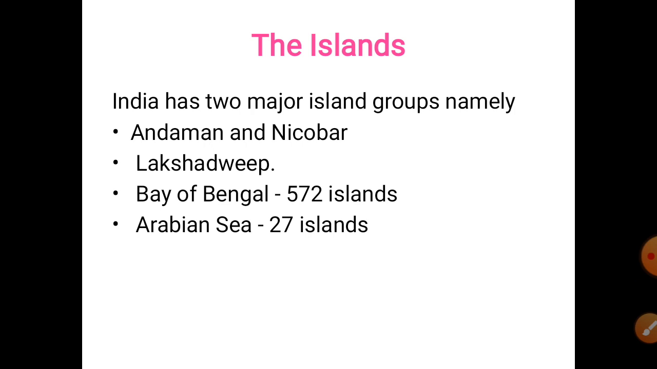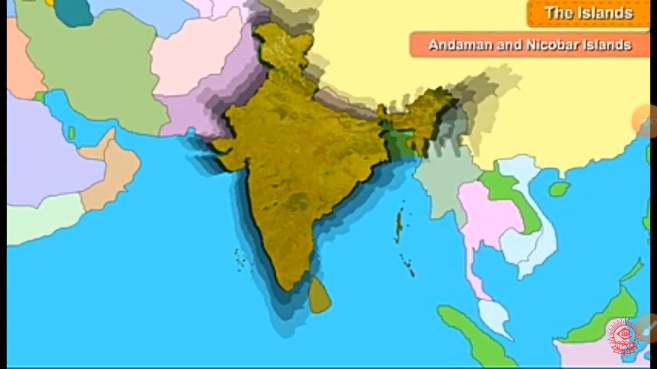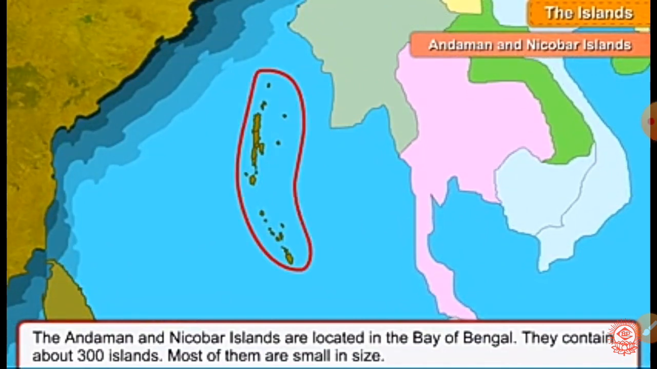In the Bay of Bengal, 572 islands are located. In the Arabian Sea, 27 islands are located. See this model. The Andaman and Nicobar Islands are located in the Bay of Bengal. They contain about 300 islands. Most of them are small in size.